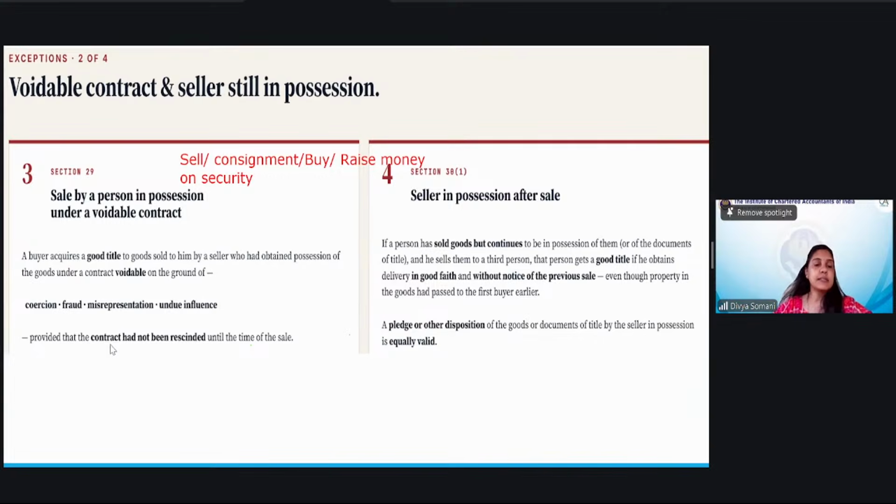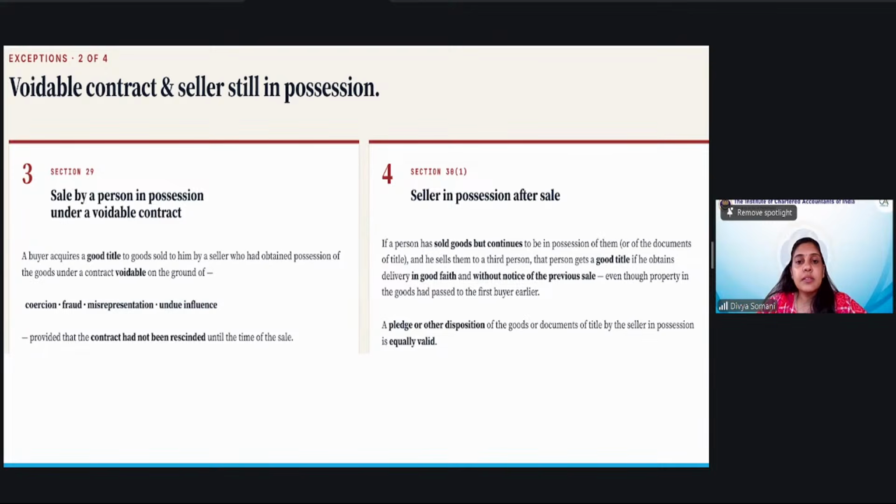Next exception is sale by a person in possession under a voidable contract. Before I tell you about this exception, let me hear it from you. What is a voidable contract? Can anyone tell me in the chat box? You must have read that in the Indian Contract Act topic.